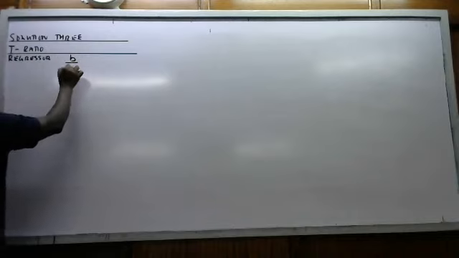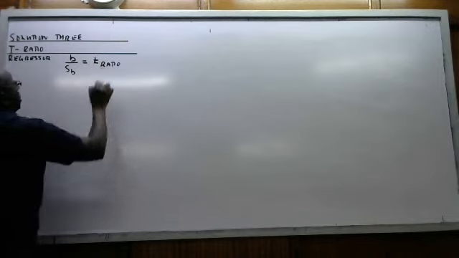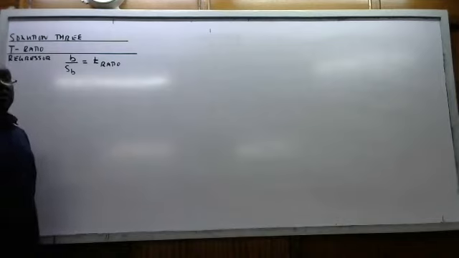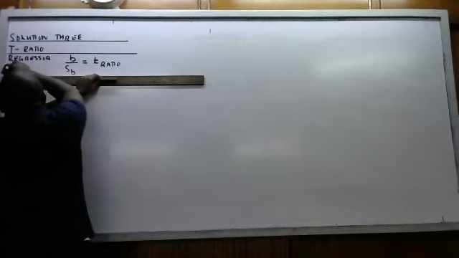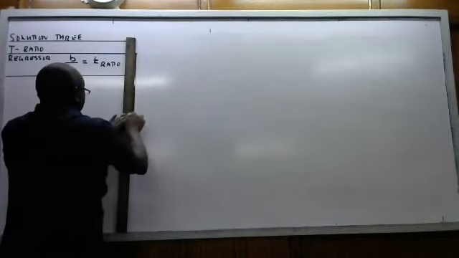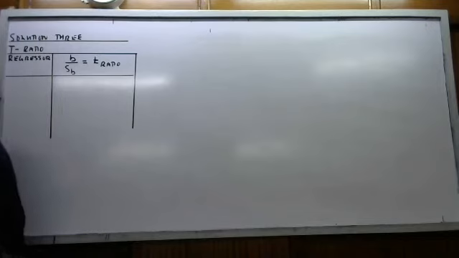So the T ratio is given as B divided by SB. This is the T ratio, and it is what we have been referring to as T calculated.